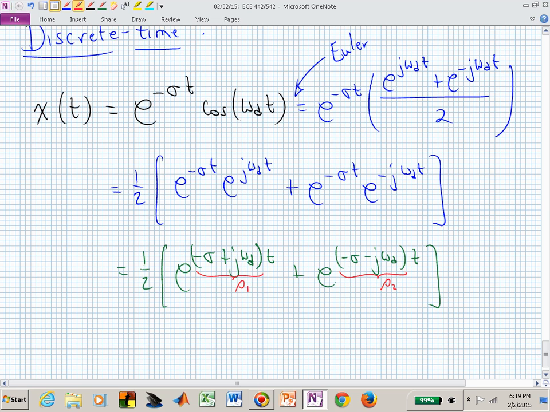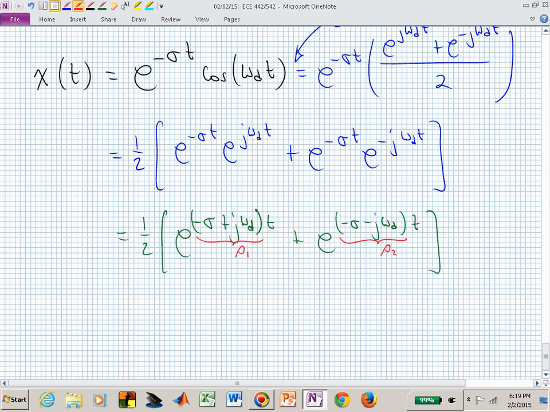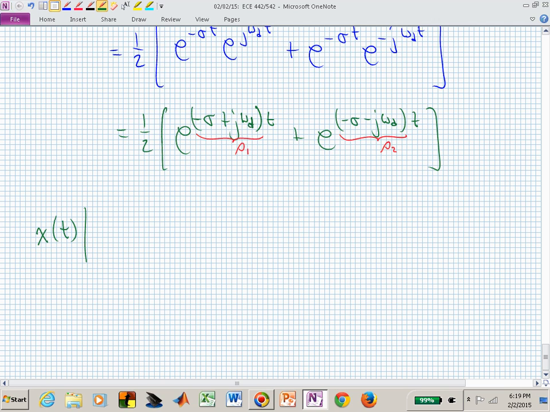That's still a continuous time waveform. We can obtain a discrete time waveform by sampling, or replacing little t by little n capital T, sampling or dicing up that time axis into integer multiples of the sample period capital T. Let's now rewrite, or sample, little x of t by replacing little t by little n capital T. And now we have 1/2 times the quantity e to the minus sigma plus j omega sub d little n capital T plus e to the minus sigma minus j omega sub d little n capital T.